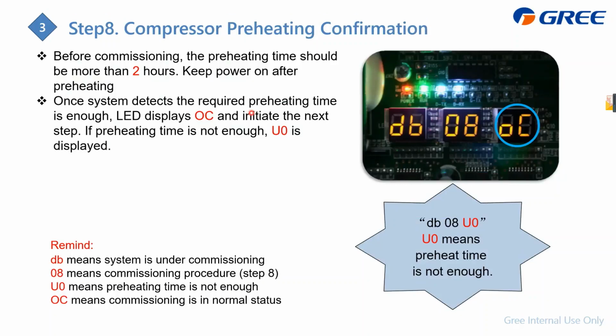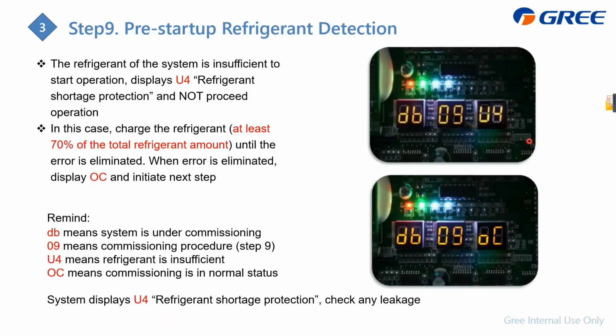Under step 8, the unit detects the preheat time. For GMV 6, our requirement is 2 hours. If it is no more than 2 hours, it displays U0. U0 means the preheat time is not enough. You should power on for more than 2 hours. Okay, if it's okay, it displays OC, and comes to step 9 automatically.